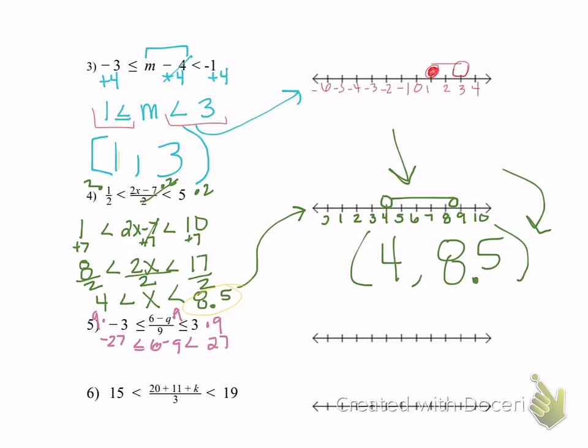So now we got to get rid of that 6. So minus 6 on each side, which we got a -33. And then I have a negative q. And then I have 21.